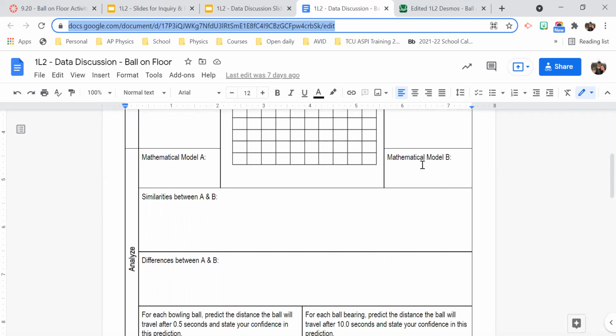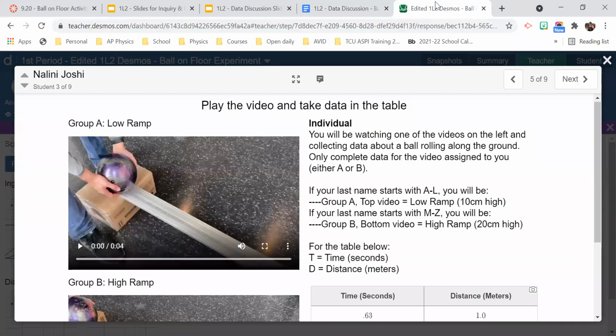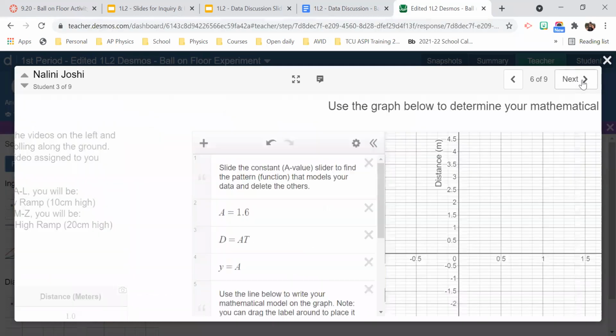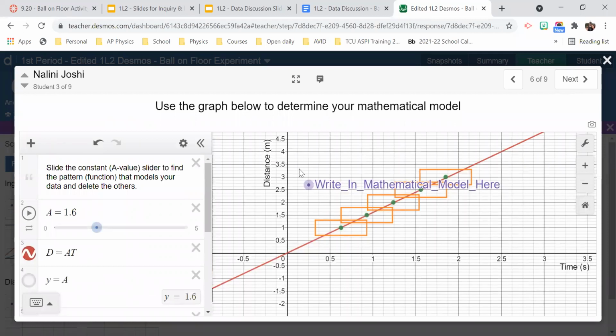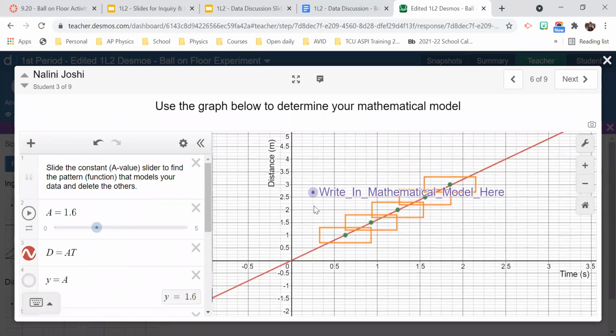Where might you find that mathematical model, you may be asking? Back to your Desmos. Go back to slide 6. Your mathematical model matches the line of best fit. In this case, the line of best fit is my red line. So I'm looking at my red equation there. And I have that D equals A times T.